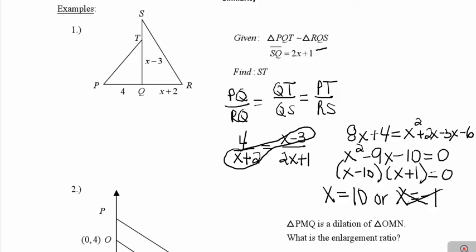And when I plug 10 into SQ, I get 20 plus 1, so that would be equal to 21. When I plug in 10 into QT, I get 7. And I know that ST is just going to be a matter of subtracting the two. So 21 minus 7 is 14. And that's your final answer for the length of ST.